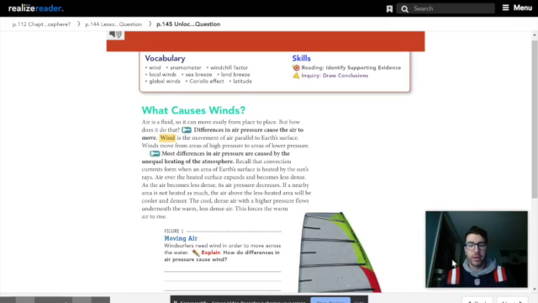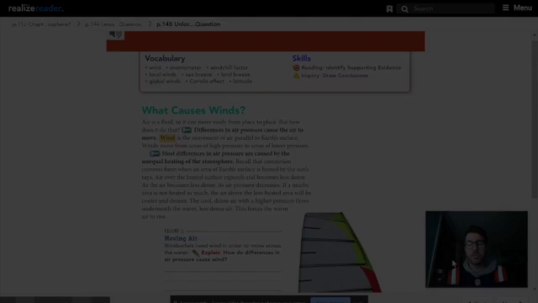Recall that convection currents form when an area of Earth's surface is heated by the sun's rays. Air over the heated surface expands and becomes less dense. As the air becomes less dense, its air pressure decreases. If a nearby area is not heated as much, the air above the less heated area will be cooler and denser. The cool, dense air with a higher pressure flows underneath the warm, less dense air. This forces the warm air to rise.